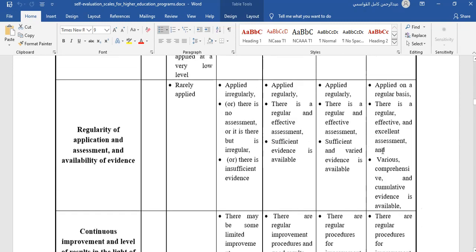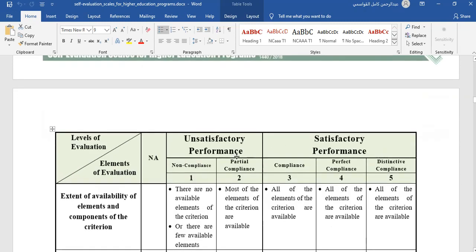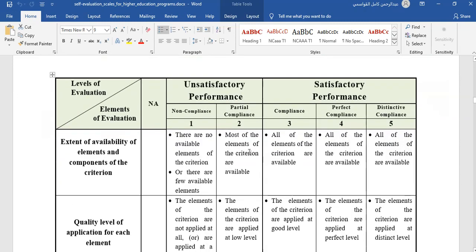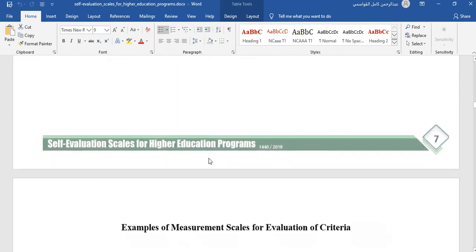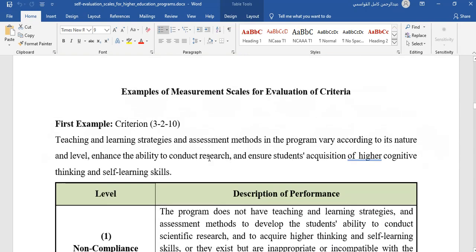So this is a very important table, and it summarizes all you need to fill the self-evaluation scale. I recommend that this table should be explained to the committees, and every committee will fill one of these criteria or standards, and after that you can sit together and discuss the results.